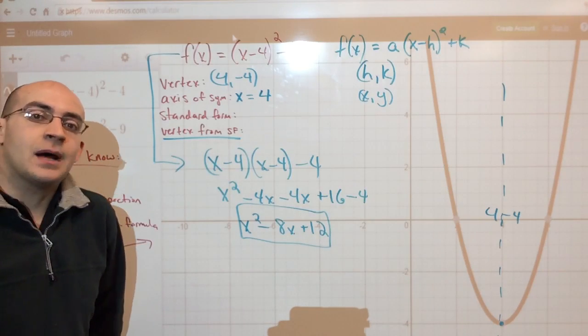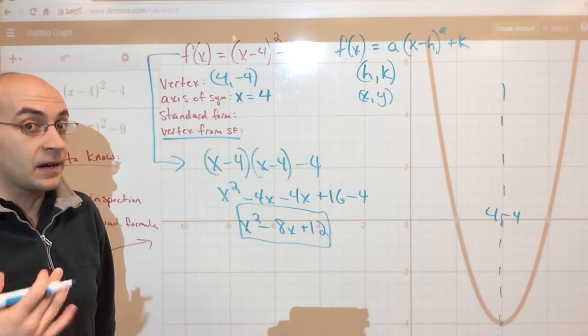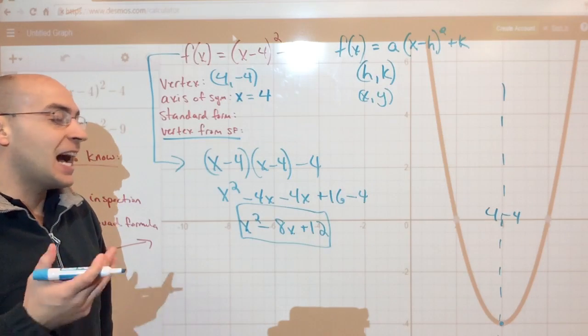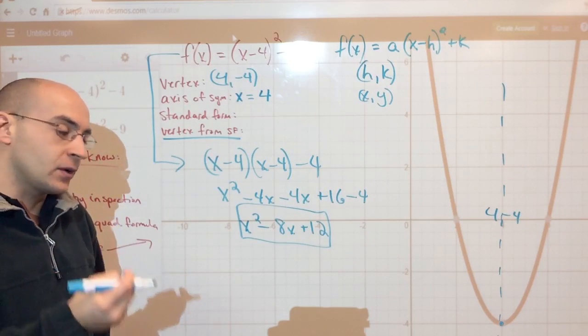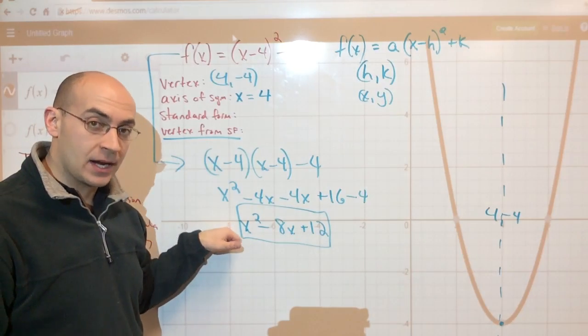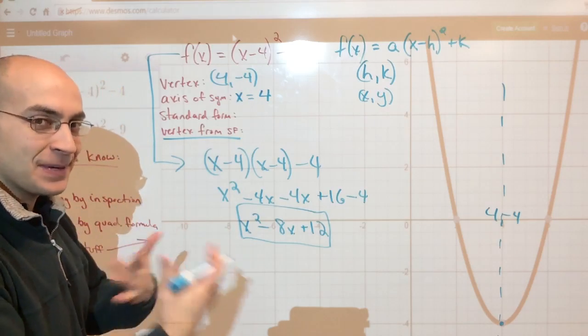Vertex from standard form. I'm not always going to give you vertex form and say, find the vertex. That's too simple, obviously. I need you to be able to give me the vertex if I give you a standard form quadratic. This is the negative b over 2a.